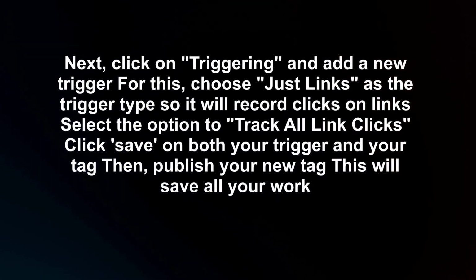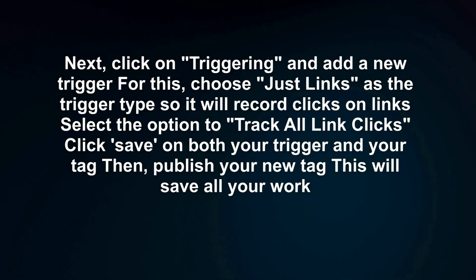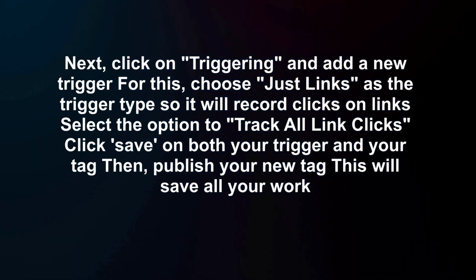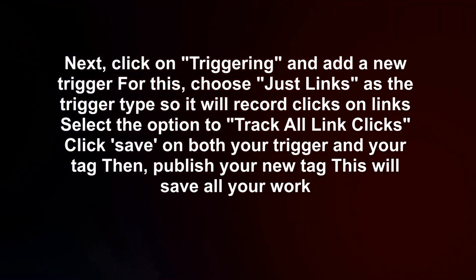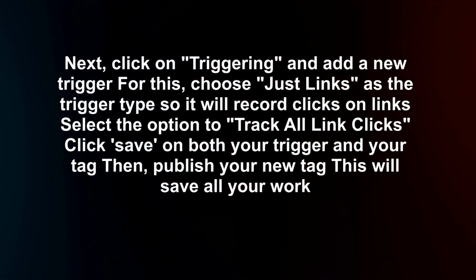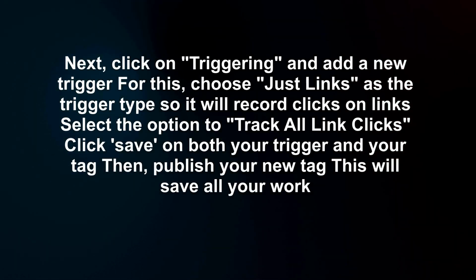Next, click on triggering and add a new trigger for this. Choose just links as the trigger type so it will record clicks on links. Select the option to track all link clicks. Click save on both your trigger and your tag, then publish your new tag. This will save all your work.